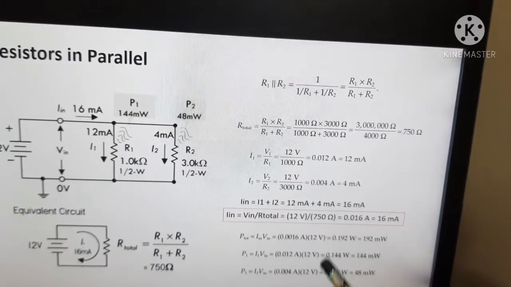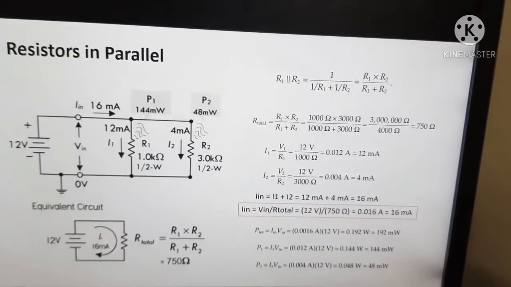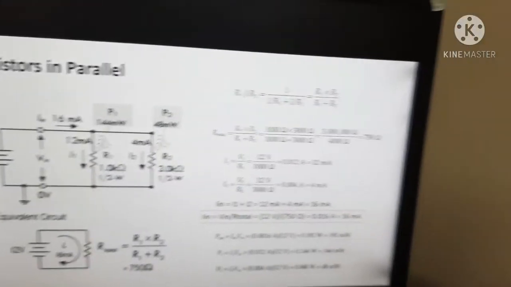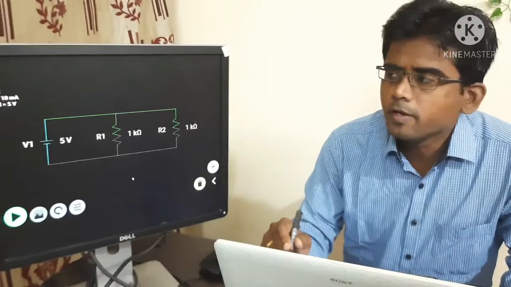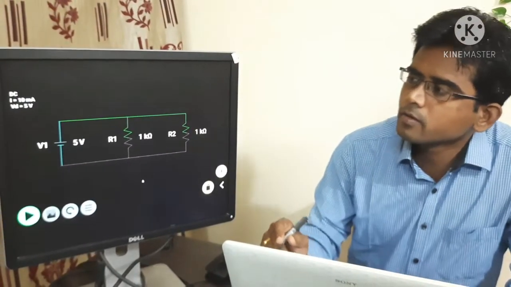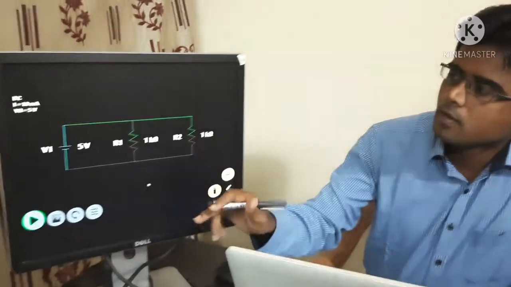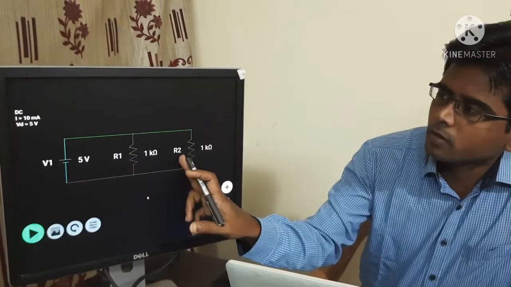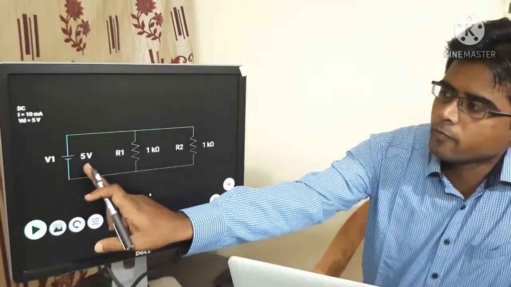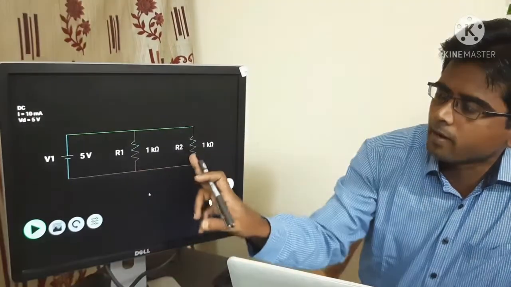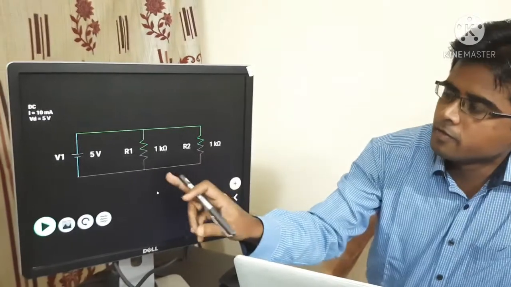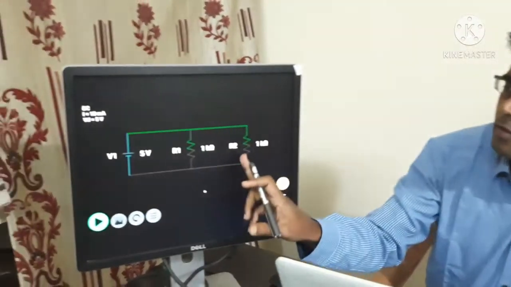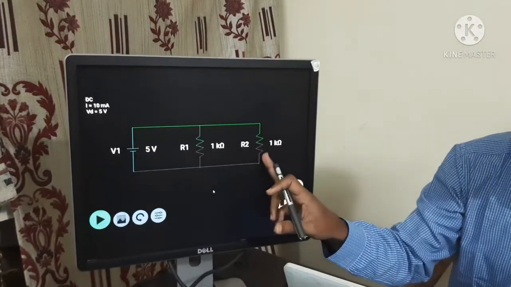You are going to calculate the I1 current and the I2 current. Let's see in practice how this power will be dissipated, what the value of resistance is, and what wattage we need to select for this practically. Now we'll see the resistance behavior in a parallel circuit. We have two resistors R1, R2 and one 5 volt voltage source. These two resistors are in parallel. For simplicity, I have taken two resistances of the same value, 1 kilo ohm each.